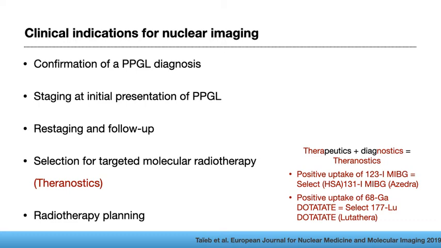Functional imaging is also beneficial when we are planning to treat a patient with radioisotopes. This is called theranostics, which is rapidly evolving these days, especially in managing neuroendocrine tumors and pheochromocytoma. I will continue the presentation by explaining the only functional imaging modalities related to theranostics, which are MIBG and dotatate PET scan.